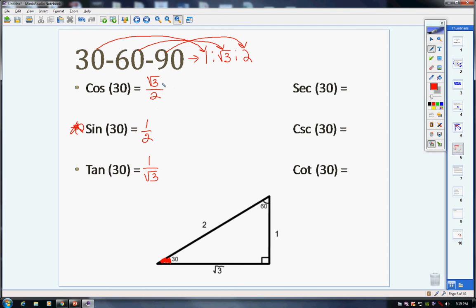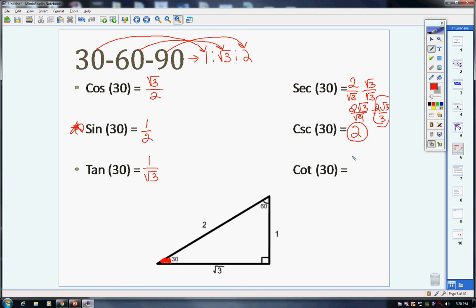But when I come over here to flip it, it's going to become 2 over the square root of 3, which I do have to rationalize. So it becomes 2 square roots of 3 over the square root of 9, which equals 2 square roots of 3 over 3. Okay, so this reciprocal of 1/2 is 2, and then this one is just going to become the square root of 3 over 1, or just the square root of 3.